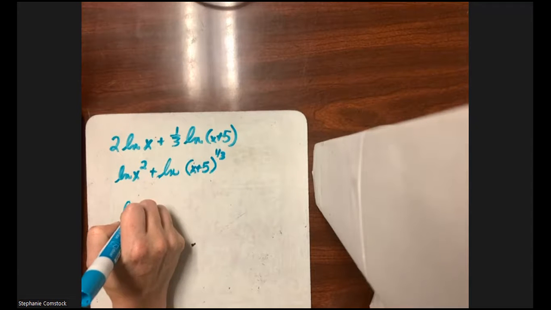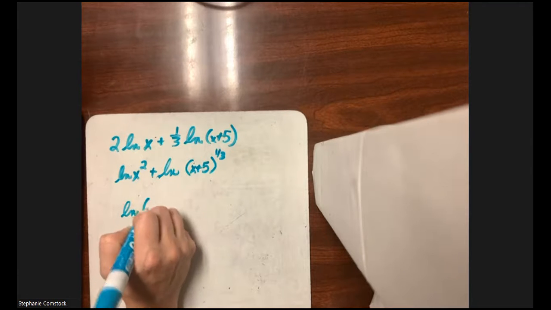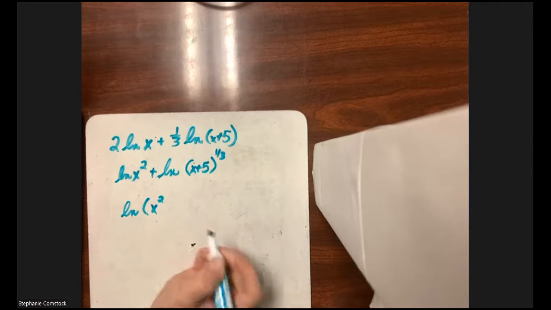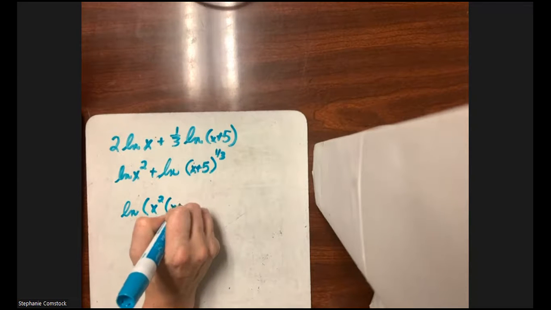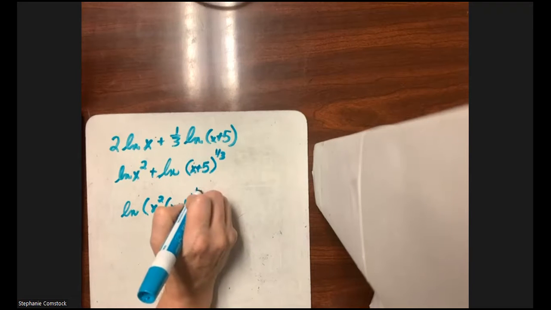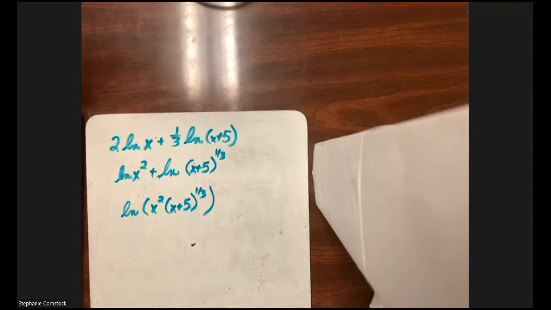So this is going to be natural log of, and I'm going to use a set of parentheses to keep this all together, x squared times x plus 5 to the 1/3. So I'm going to keep that like that. And that would be a perfectly acceptable response, okay?